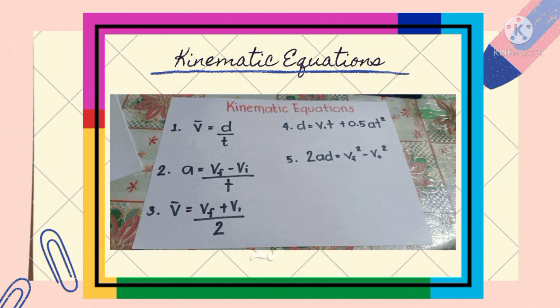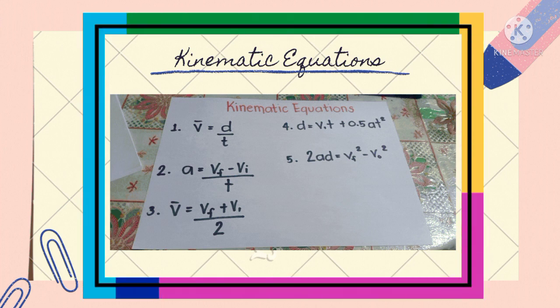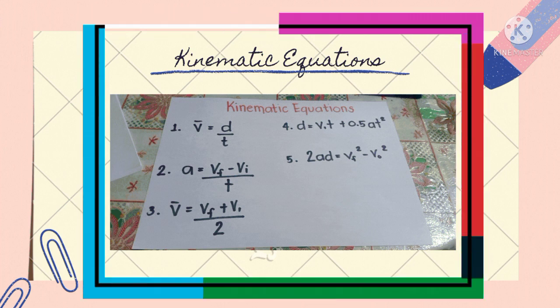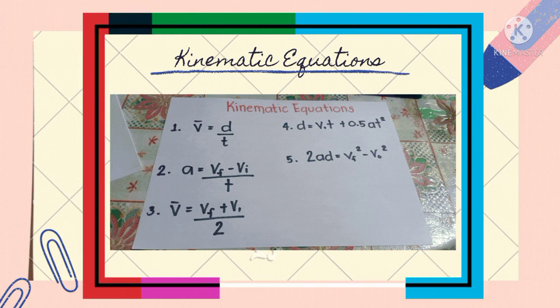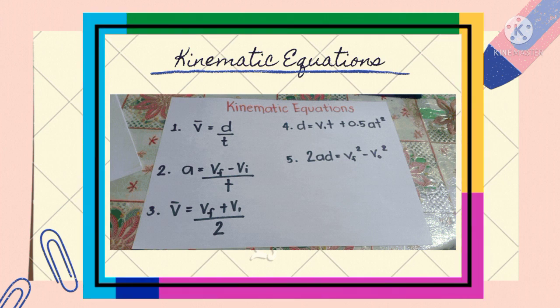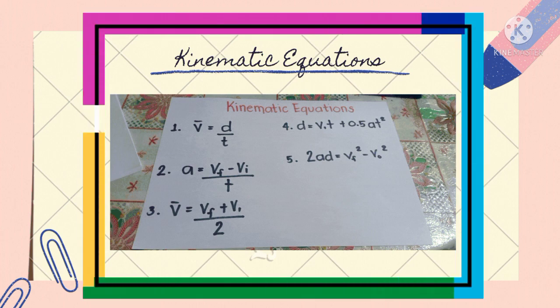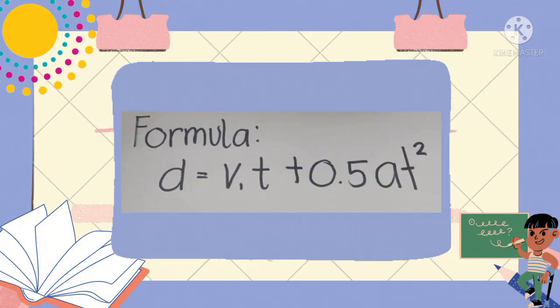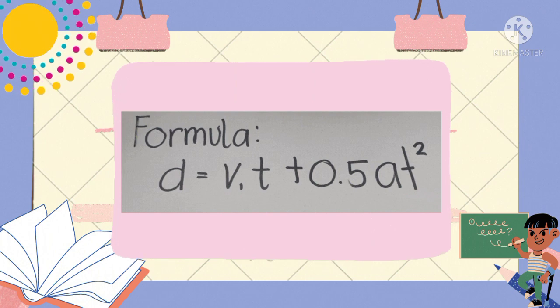Let us analyze which kinematic equation suits the problem. So we have initial velocity, we also have acceleration and time, and we are looking for the distance. So the appropriate kinematic equation is equation number 4. D is equal to initial velocity times time plus 0.5 times acceleration times time squared. Alright, so now we're going to substitute the given to the chosen formula.